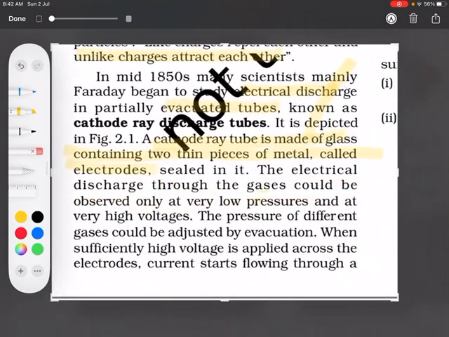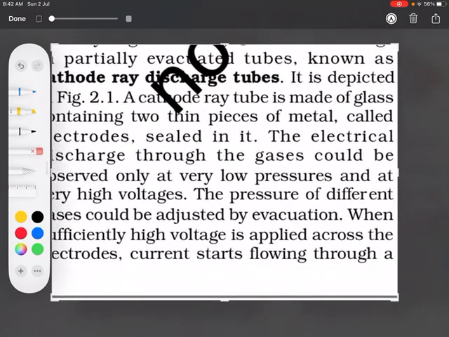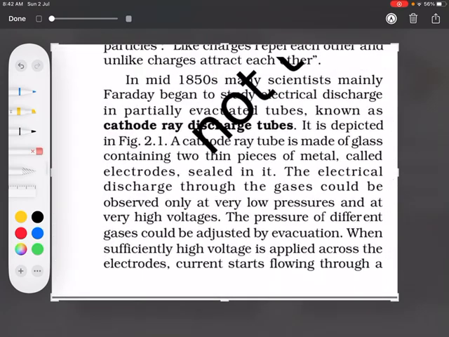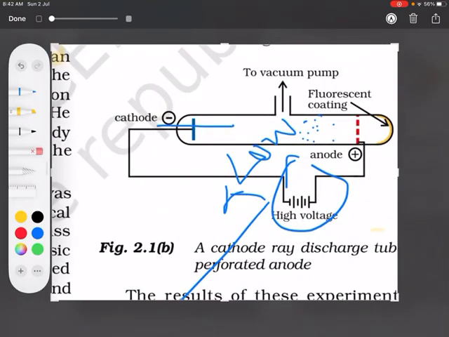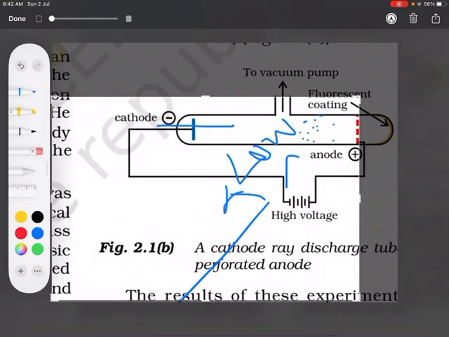Sealed through the low-pressure gas in the metal tube, the discharge could be observed only at low pressure and very high voltage. The pressure of different gases could be adjusted by evacuation. Evacuation means getting all the gases out and applying it again. When a sufficiently high voltage is applied across the electrodes, then it's going to work.